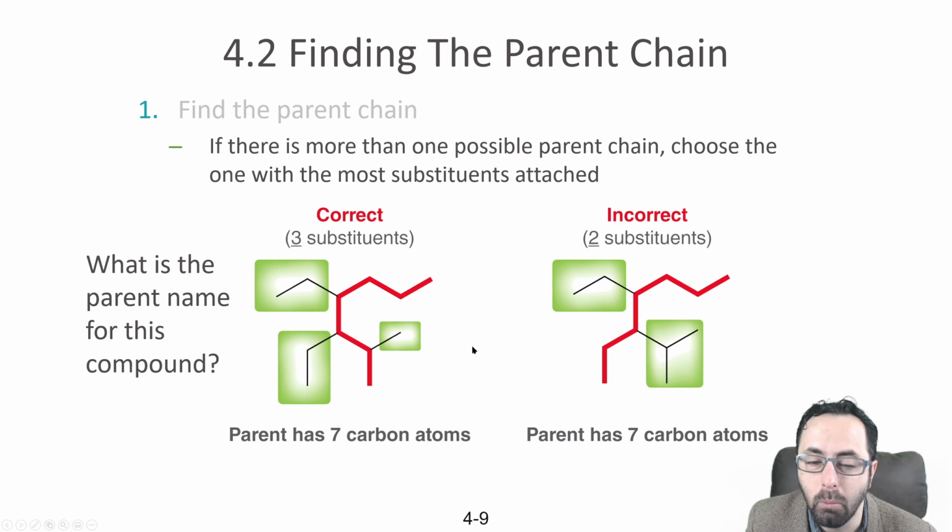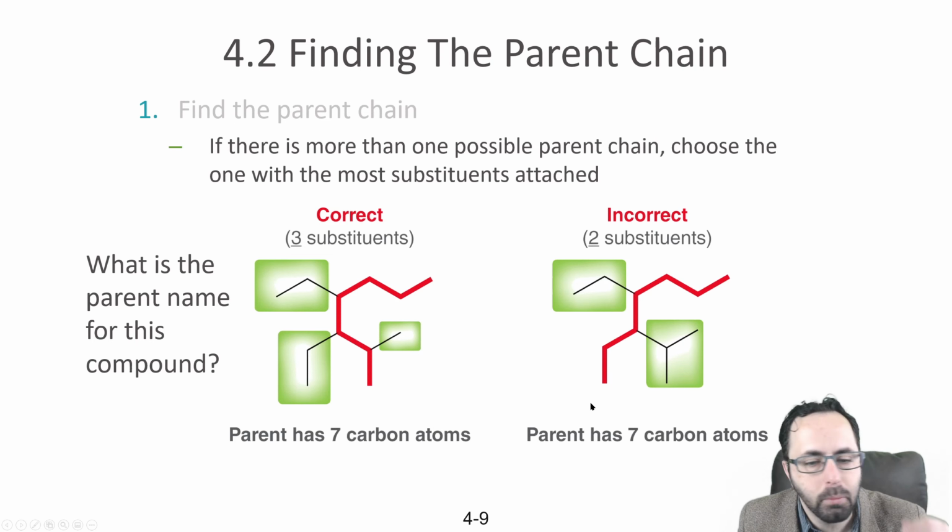What if there is more than one possible parent chain? So here we have a parent chain with 1, 2, 3, 4, 5, 6, 7 carbons. But here there's another way we could draw this. 1, 2, 3, 4, 5, 6, 7. That way also has 7 carbons.